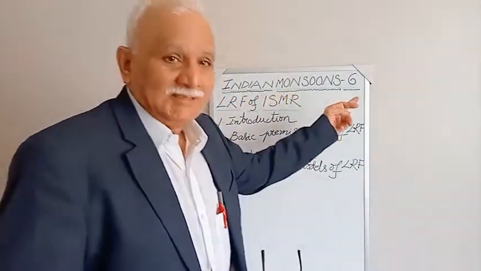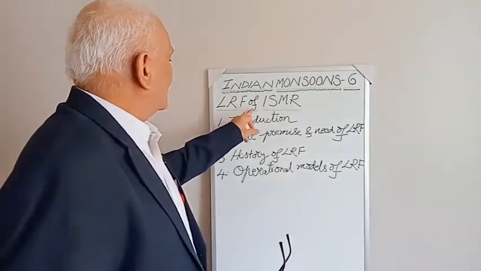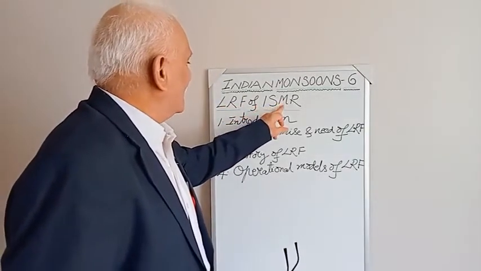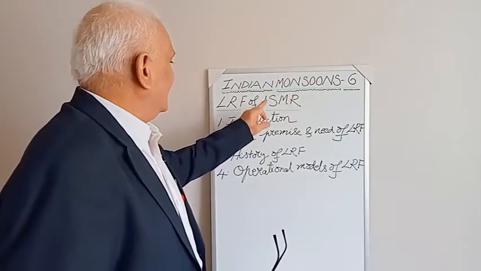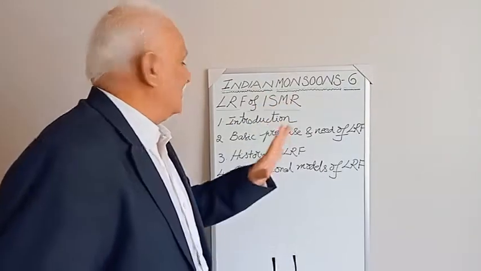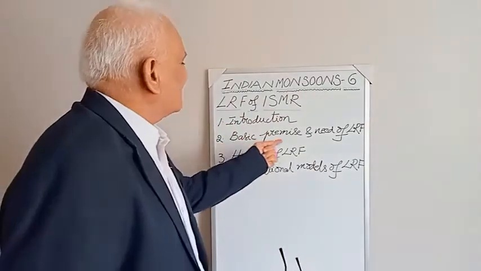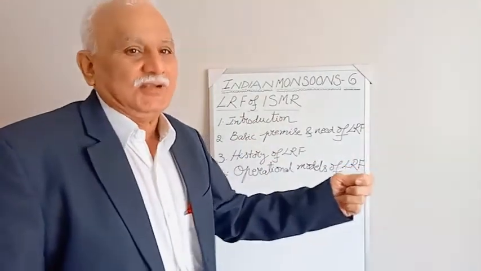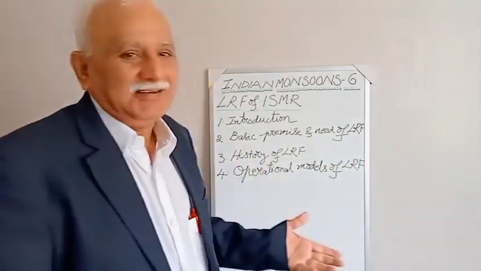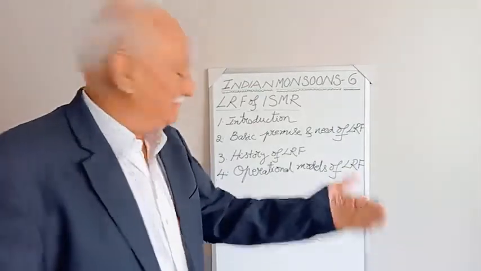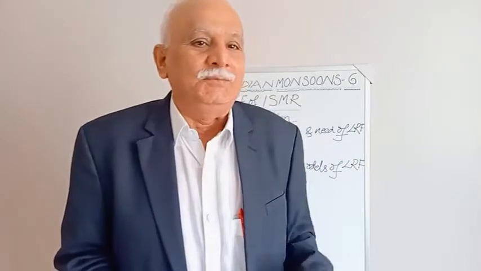Indian Monsoons 6. In this class, we try to understand long range forecast of Indian summer monsoon rainfall. Now, in that, a brief introduction. Basic premise, that is the need of long range forecast. Why we need long range forecast? Then the history, when did it actually start? Then the operational mode at present. So these are the things that we try to understand.